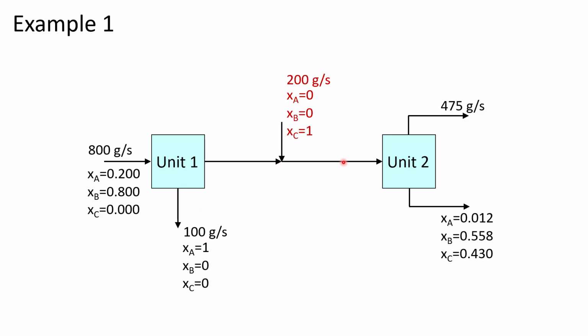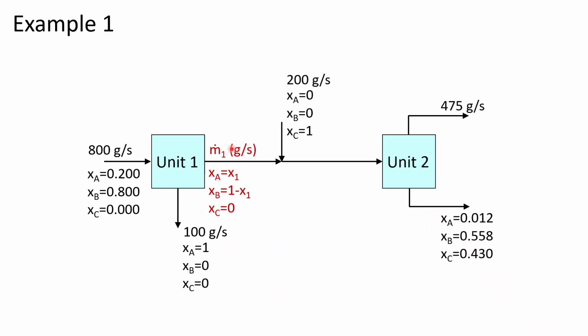Then we're going to be labeling the mixture that's produced by mixing there. If we look at both of these streams, the stream here that goes into the mixing point and this one that comes out, there's no information given. So we'll have to use variables for each of the flow rates in each composition.